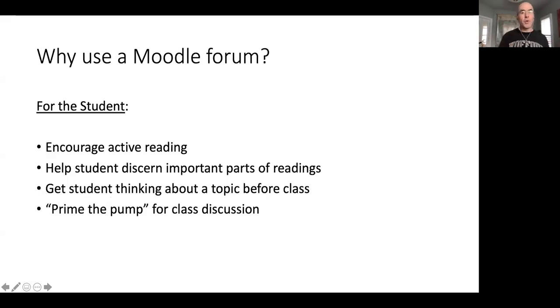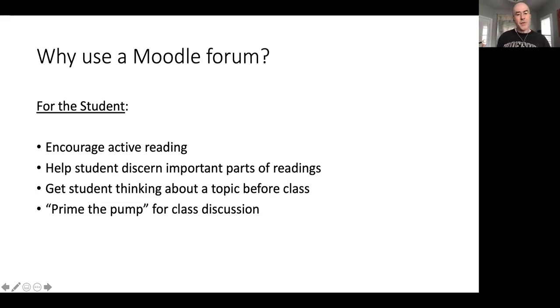Now, what I have found, the usage of a Moodle forum, for the student, the benefits that it can give a student is we can encourage them to engage in active reading. This is often something we scratch our heads over. How do we get students to read at a deeper level? And I think there are ways we can use Moodle forums to do so. We can help students discern important parts of class readings.